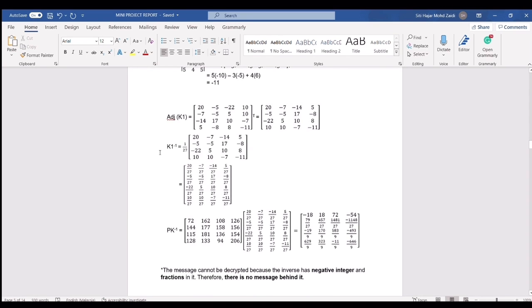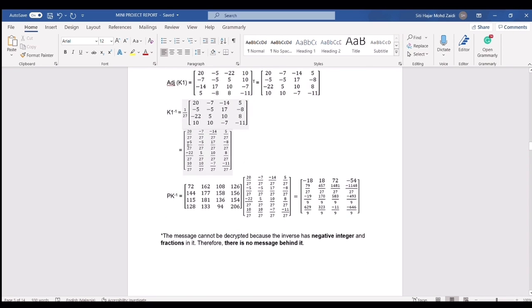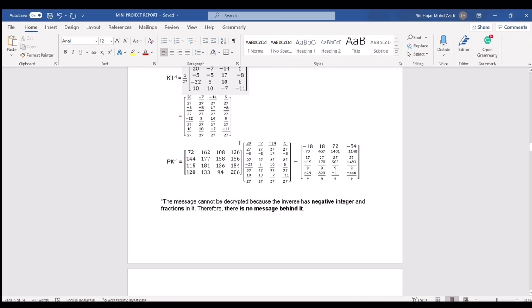To find the inverse of K1, we have to multiply by the reciprocal of the determinant and the cofactor matrix. So we will get this as a result of inverse K1, and then in order to find the message that Alung sent to Busu, we have to multiply with matrix P. This is matrix P, this is the inverse of K1, so we will get this as the result.